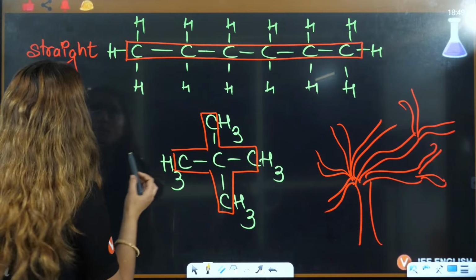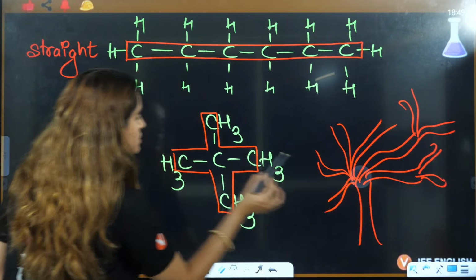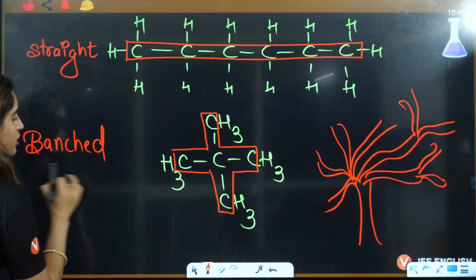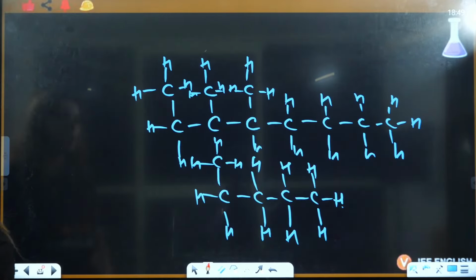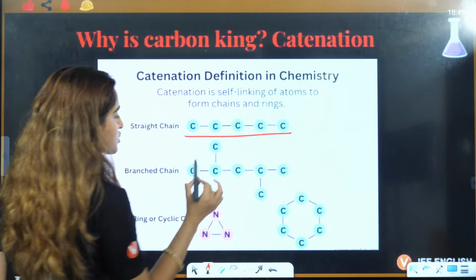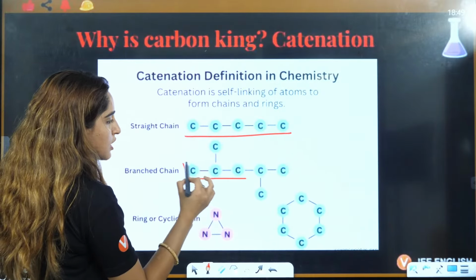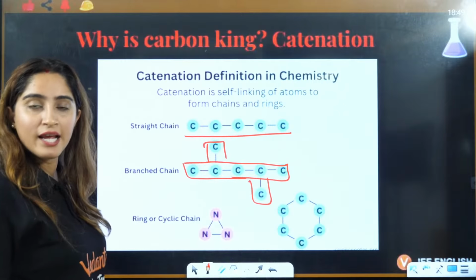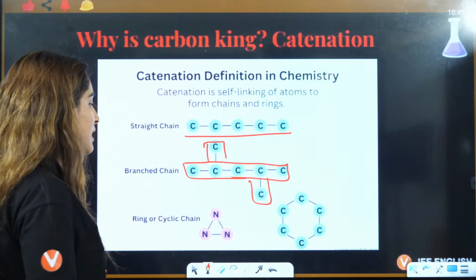So that is your branched structure, okay? That is called branched structure, right? As you can see here as well, this is a straight structure. This is a branched structure where this is a straight line, but you have branches in between, like in the trees, you have branches, right?